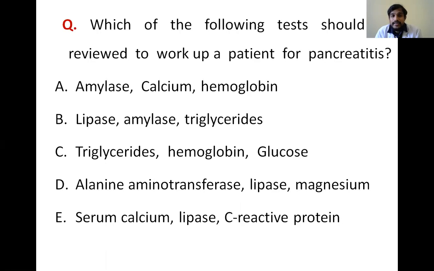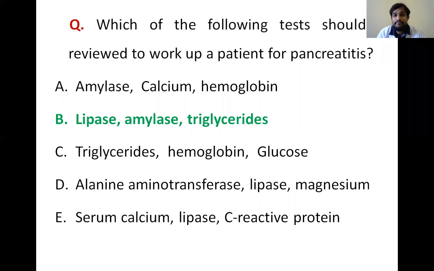So this we had already seen. We know amylase, lipase, and triglycerides, because lipase is very specific and amylase is the early marker which is increased within 6 to 12 hours, and urine amylase is more sensitive, and triglycerides we will also see in chronic pancreatitis. So that's why lipase, amylase, and triglycerides are sent if we suspect pancreatitis.